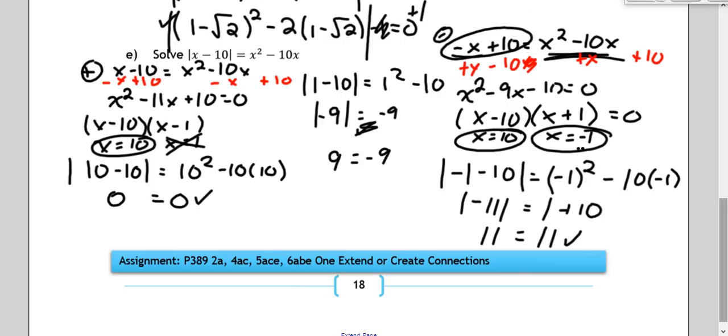So our solution set would be x is equal to, so we go brackets, 10 and negative 1. All right, you are off onto the assignment.